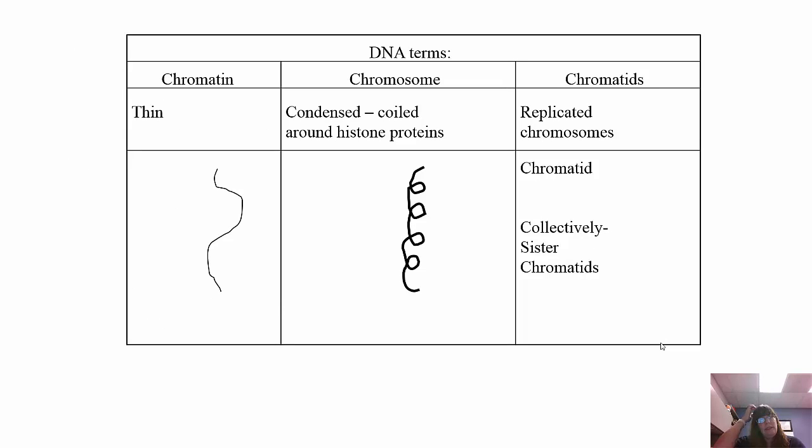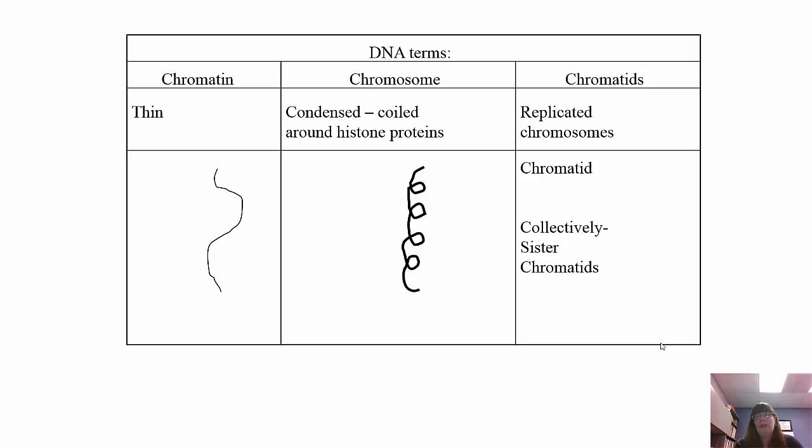Some terms associated with DNA. Chromatin is very thin, and that is what you can see. Kind of looks like spaghetti in the nucleus. Chromosomes are the condensed chromatin. It actually condenses into chromosomes. What happens is it wraps itself around the histone proteins.